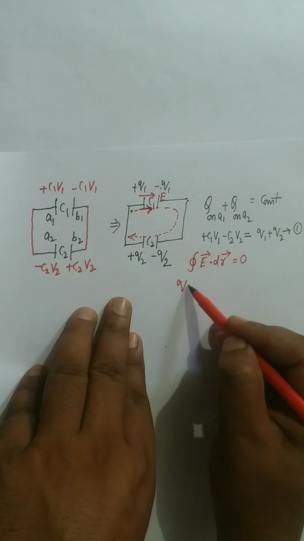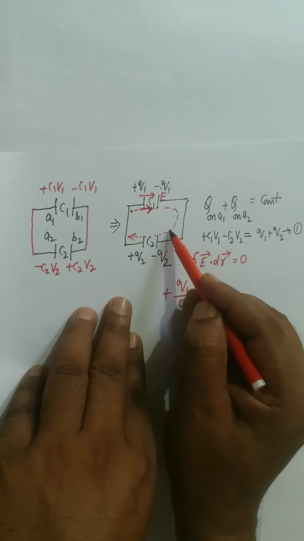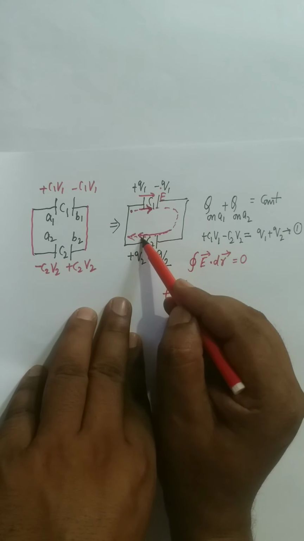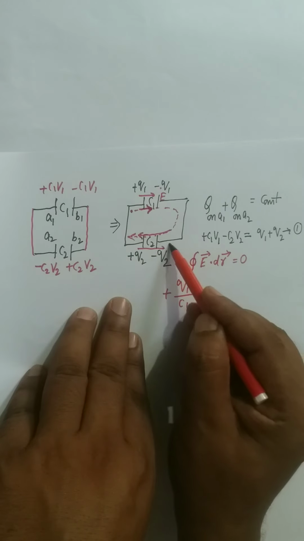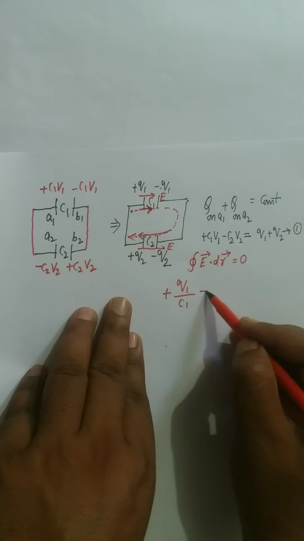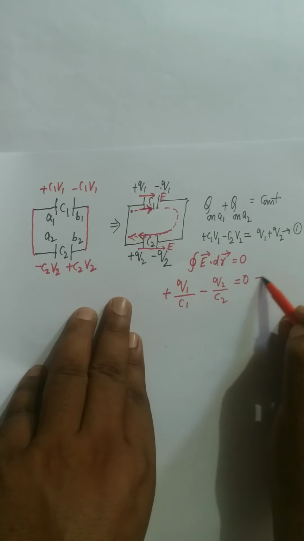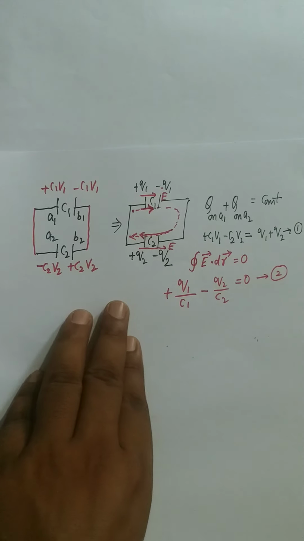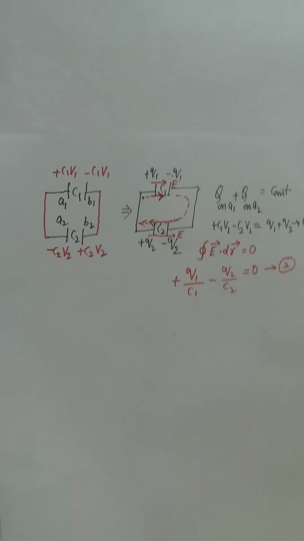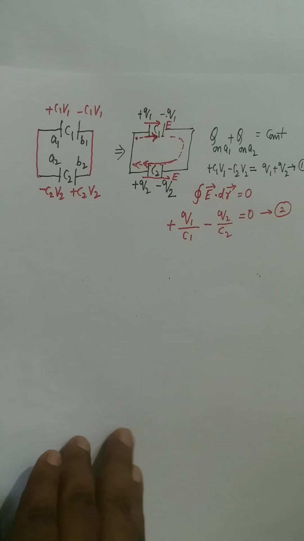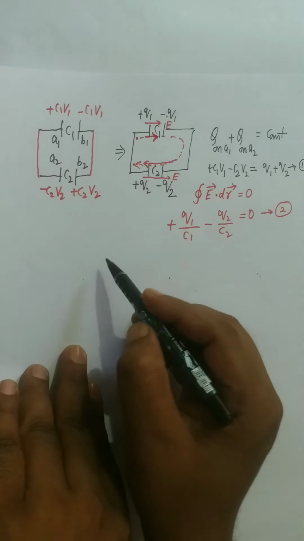So you can write Q1 by C1 as the potential difference with plus sign. And then we are coming back here, and while coming back we are opposite to the electric field, so you will get a negative sign, and then it is Q2 by C2 equals 0. This is your second equation. Apply the mathematical portion as we did in the previous example. Solve these two equations and then you will get the answers.